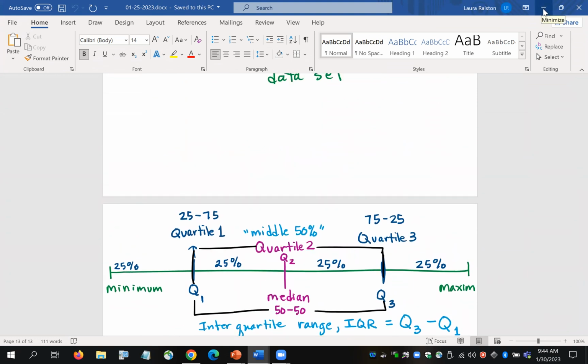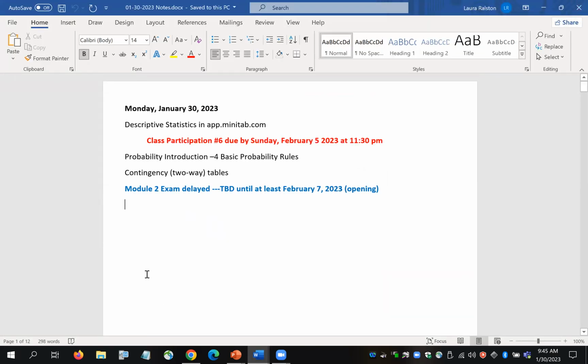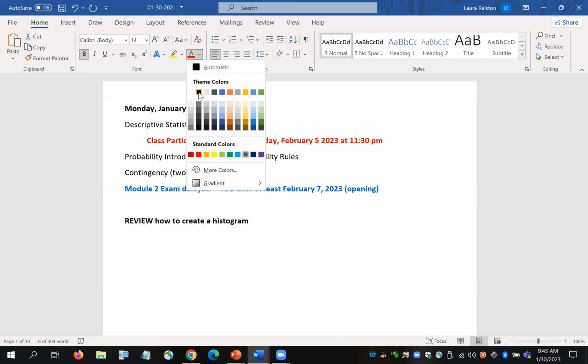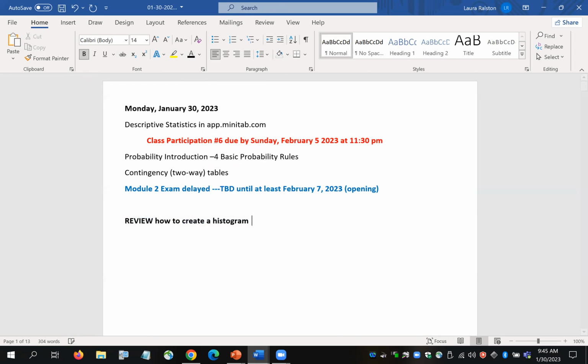So I need to show you, and I'll review again, how to create the histogram in Minitab and show you how to do the descriptive statistics. I'm going to make a note here. We're going to review how to create a histogram. I'm going to type here the clicks that you would use in Minitab to create the histogram. You have to have entered your data.